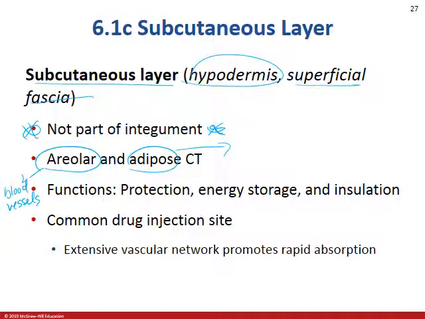The function of this layer is to protect. You also have energy storage, right? You're storing fat, which is secondary to glucose as an energy storage to make ATP. And then we're also acting as an insulator. This is also a common drug injection site because the blood vessels are much larger in the hypodermis.